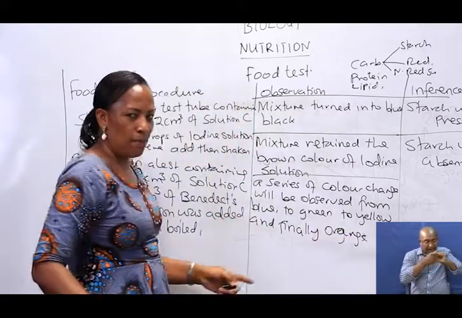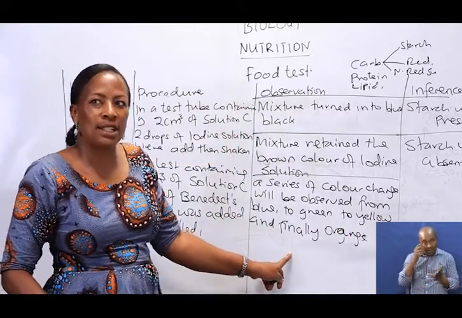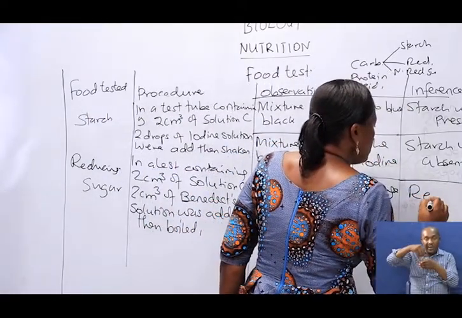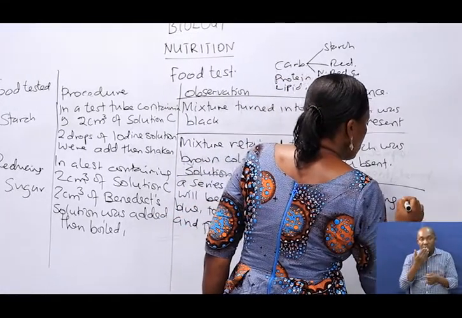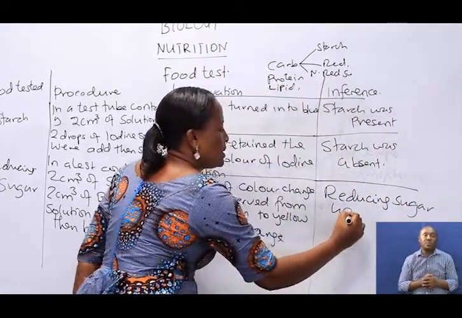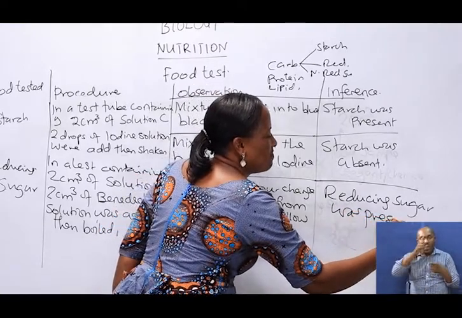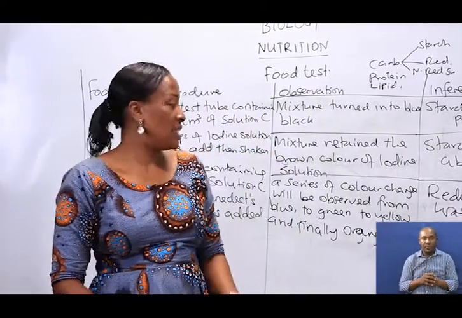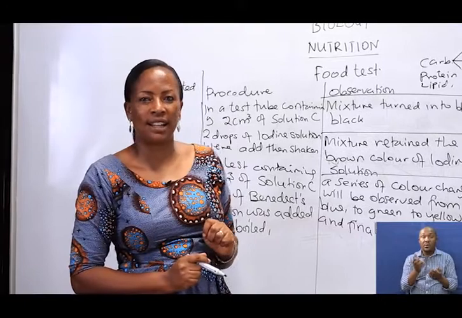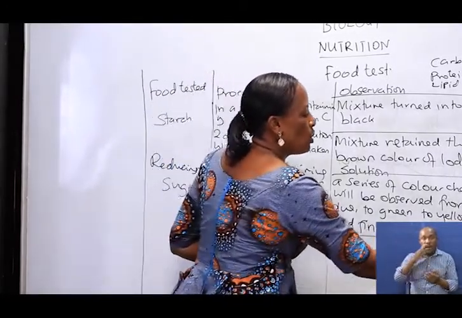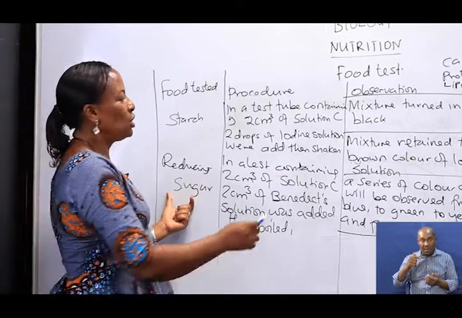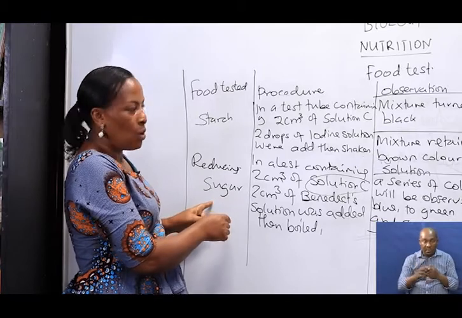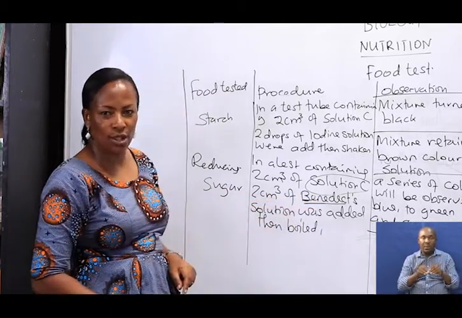This implies that the food content contained reducing sugar. So reducing sugar was present. As I have said, Benedict's solution is blue in color. If there is no reducing sugar in the sample solution, the mixture will retain the color of Benedict's solution.